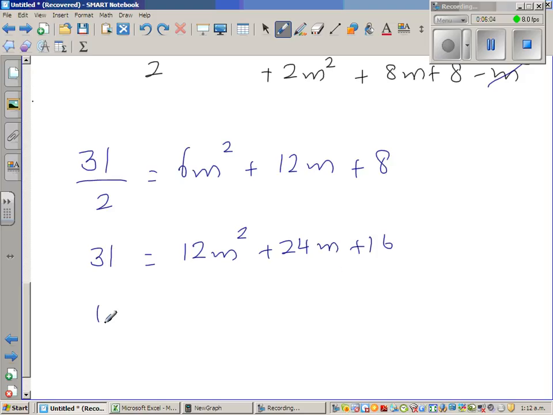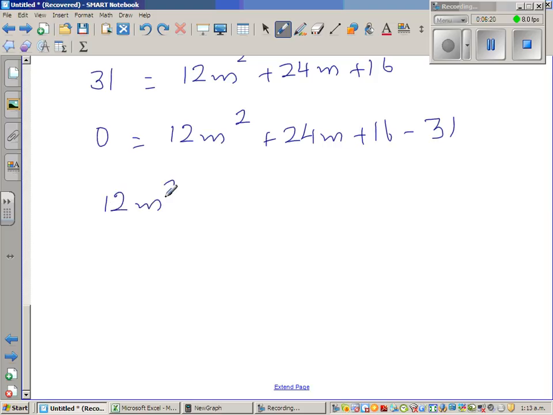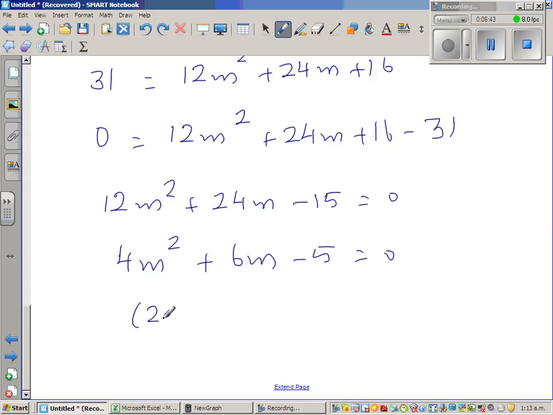Now taking away 31 from both sides, you get 12m squared plus 24m plus 16 minus 31. So this becomes 12m squared plus 24m minus 15 is equal to 0. I can factor out the 3, or divide all by 3. You get 4m squared plus 6m minus 5 is equal to 0. So for the factors, there are different ways of doing this. To get 4m squared, you can have 2m and 2m or 4m and m.